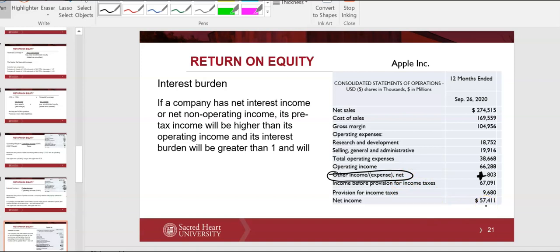So what does Apple have? Apple has a lot of investment income and investment revenue. So it's earning more on its investments than it's paying out in interest on its debt. So we actually see an improvement here. So pre-tax income will be higher than operating income. That's what we see here. And the interest burden will be greater than 1, and it will improve the company's ROE.